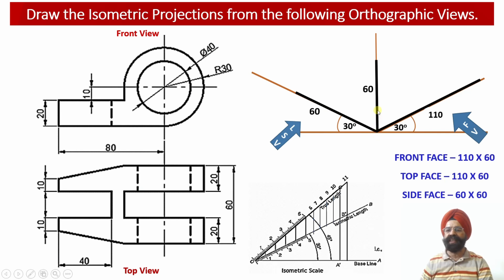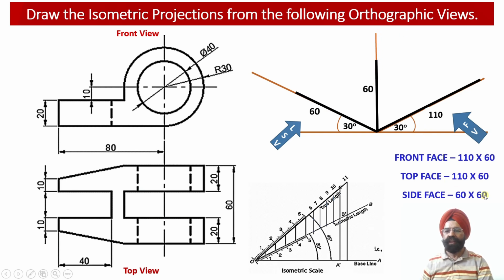And this vertical axis will be depicting the height of the object, and this isometric axis is called the y-axis over here. So now we can check. We have marked the length of the solid alongside the isometric z-axis, and this length is equal to 110 millimeter. We have marked the width of the solid equal to 60 millimeter alongside the isometric x-axis over here, and we have marked the height of the object equal to 60 millimeter alongside the isometric y-axis.